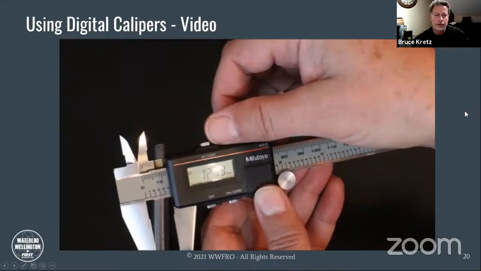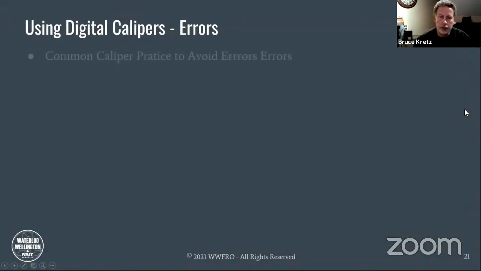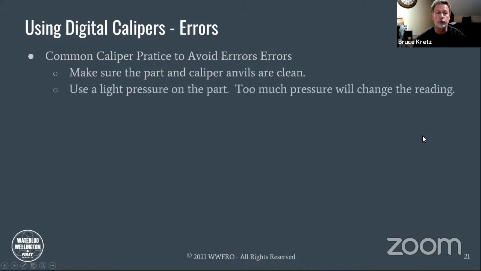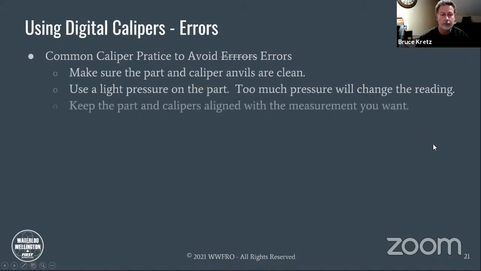Okay. The basics of using digital calipers. Some common caliper practices to avoid errors. Make sure the part and caliper anvils are clean. The first thing you should do when you pick them up is wipe the anvils you're going to use. Make sure your part is clean. Use a light pressure on the part. Too much pressure will change the reading.